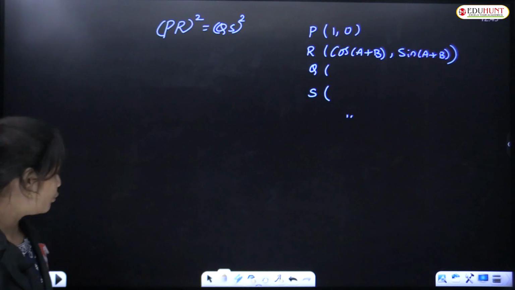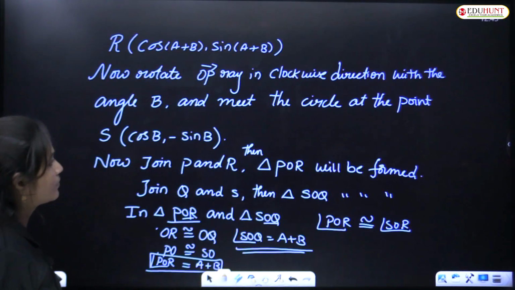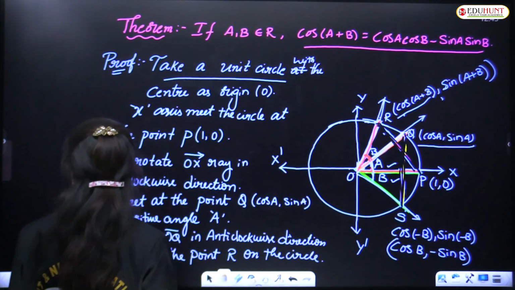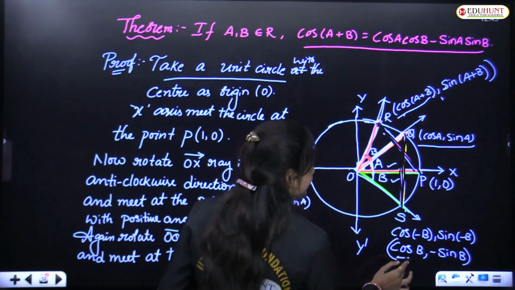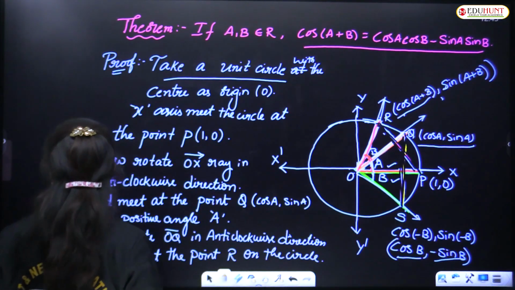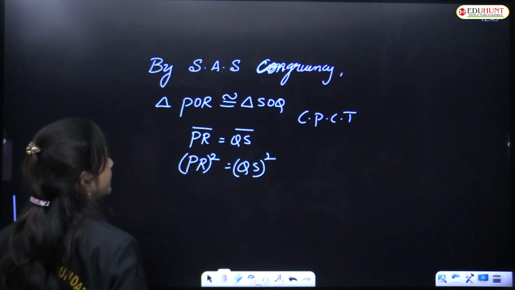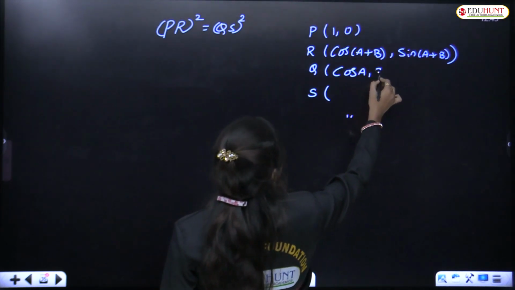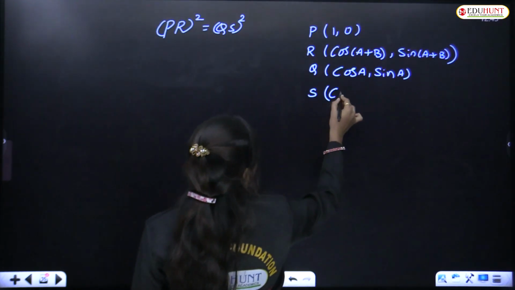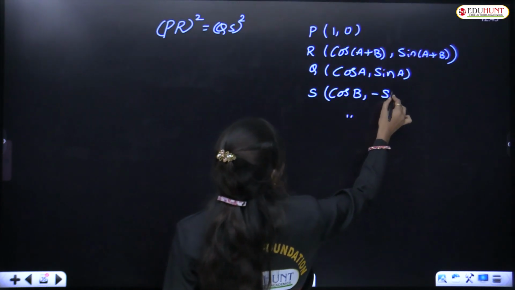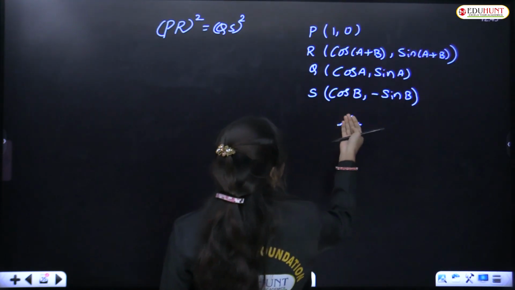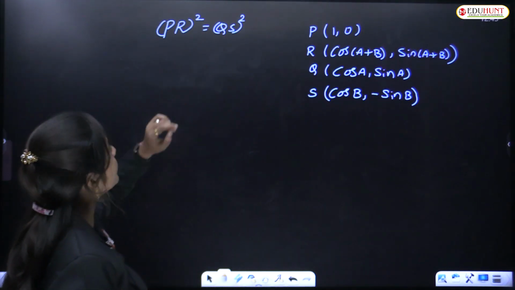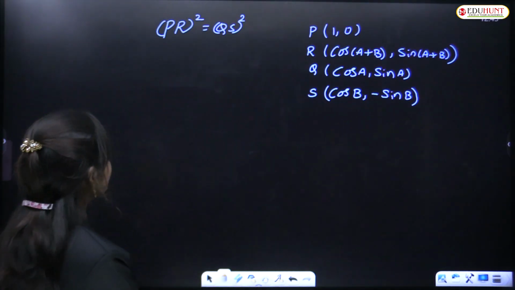Okay. Next Q point. What is the point at Q here? Cos A, sin A. And here S point is cos B, minus sin B. So here cos A, sin A. This is cos A, sin A. And the next point is cos B, minus sin B. Okay children, these are the points. Now by using these points we have to apply the distance formula here. Okay, so what is the distance formula?